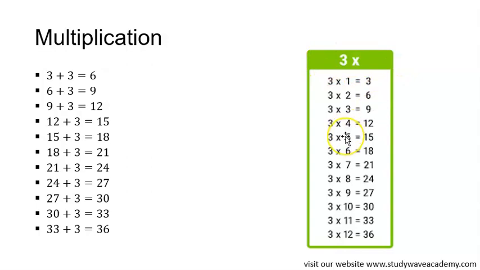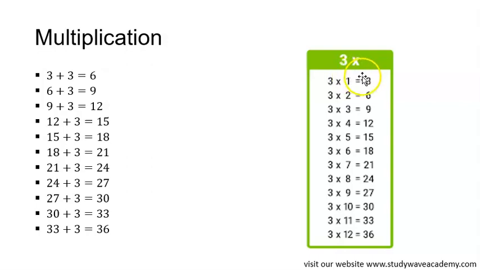Let's look at the next table. We have the 3 times table here. 3 times 1, 3. 3 times 2, 6. 3 times 3, 9. 3 times 4, 12. 3 times 5, 15. 3 times 6, 18. 3 times 7, 21. 3 times 8, 24. 3 times 9, 27. 3 times 10, 30. 3 times 11, 33. 3 times 12, 36. This is adding 3. You know, in the 2 times table, you were adding 2, 2, 2, 2, 2. Now, in the 3 times table, you add 3, 3, 3, 3, okay?